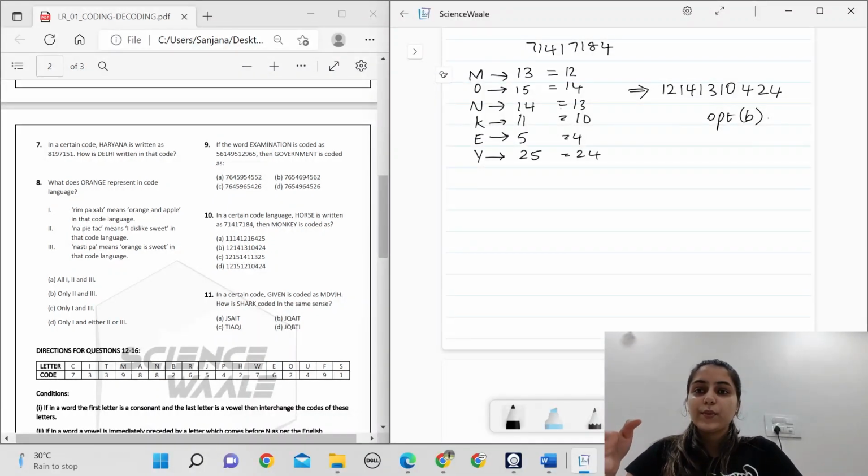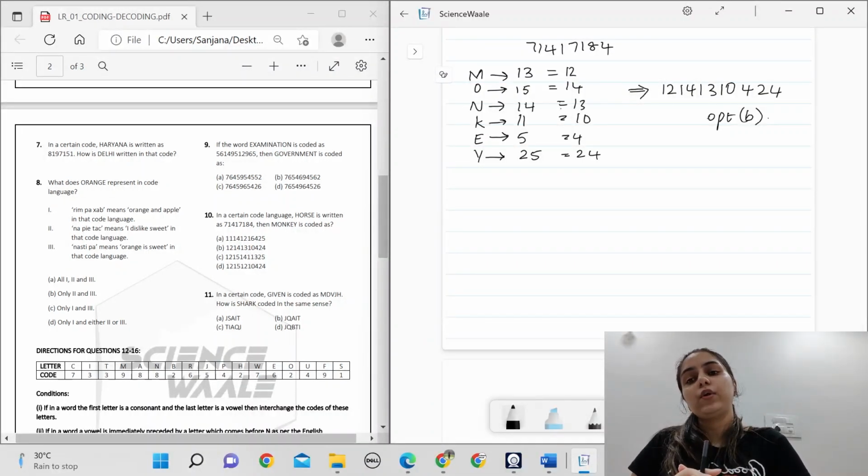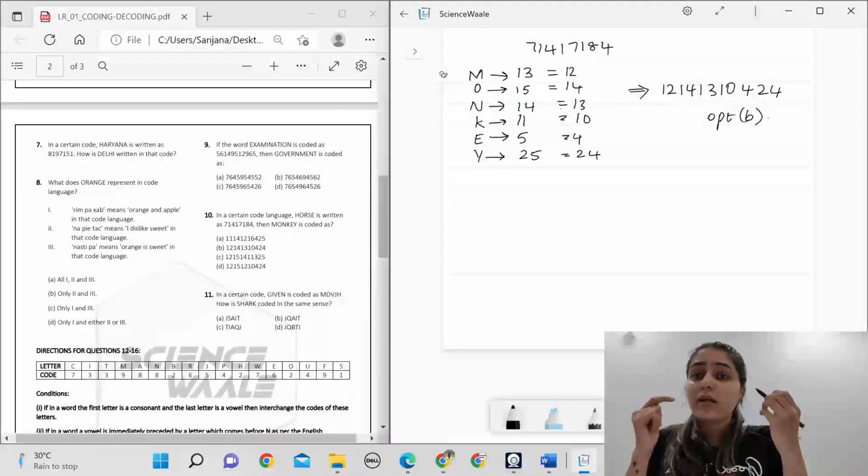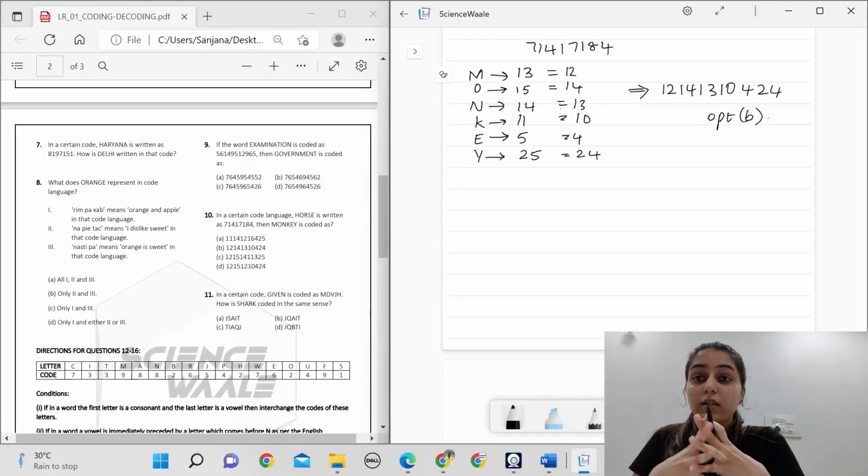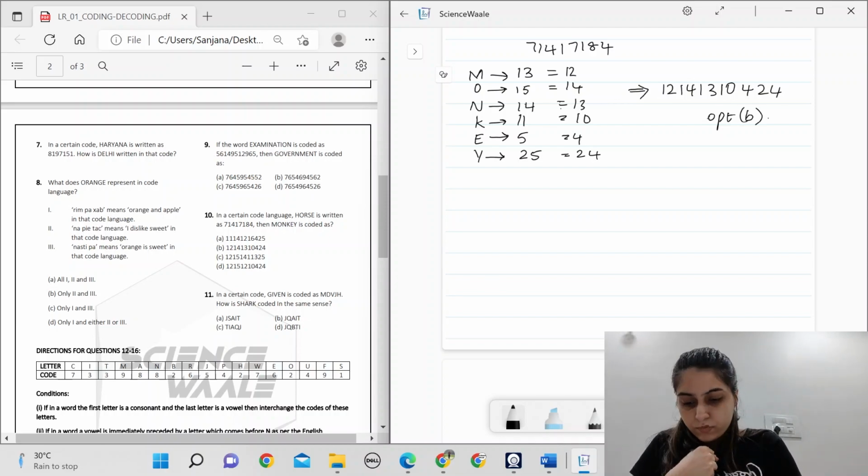See, it's really simple. If you understand the piece of information given to you, and these are the only concepts mostly which they keep on asking, you need to try to recognize the trick they have used there, and then try to solve it. It's pretty simple solving them.